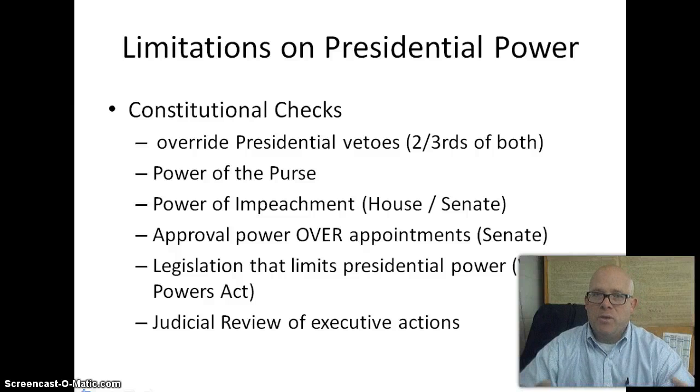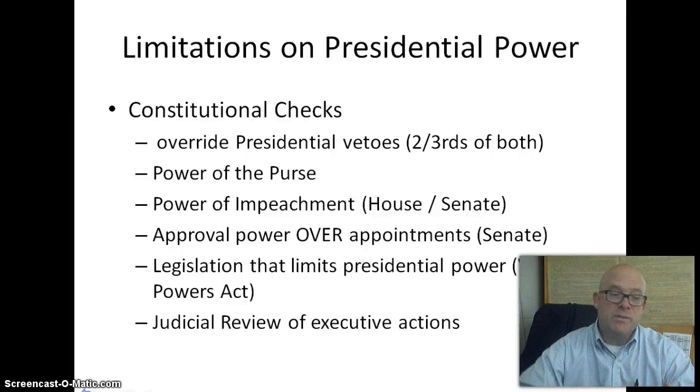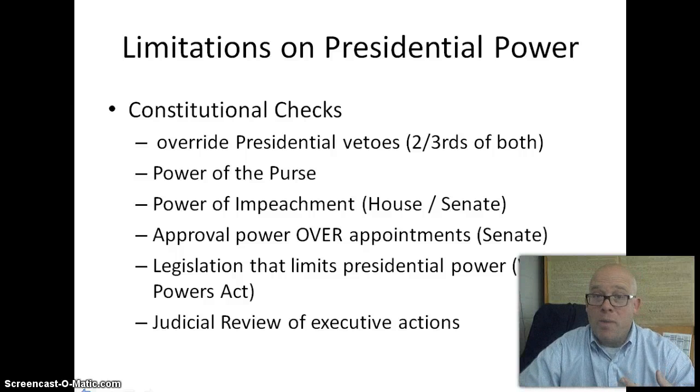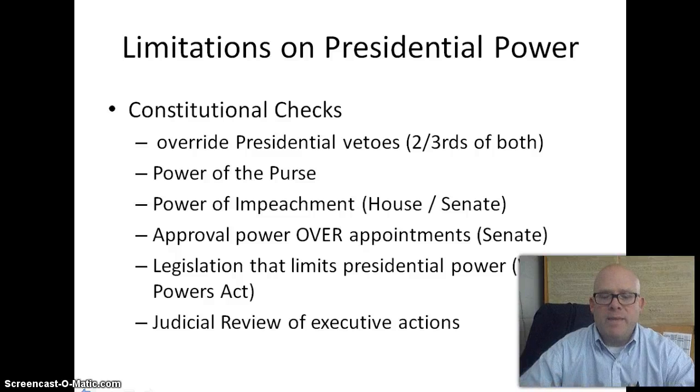Limitations on presidential power. There are some constitutional checks on presidential power. His veto can be overridden by Congress, by two-thirds of both houses. The power of the purse is an all-powerful power of Congress. Again, if you're going to look at anything that Congress has that trumps everything else, it is the power of the purse, the power to spend and decide where money is spent. The president can be impeached. We've talked a little bit about that.